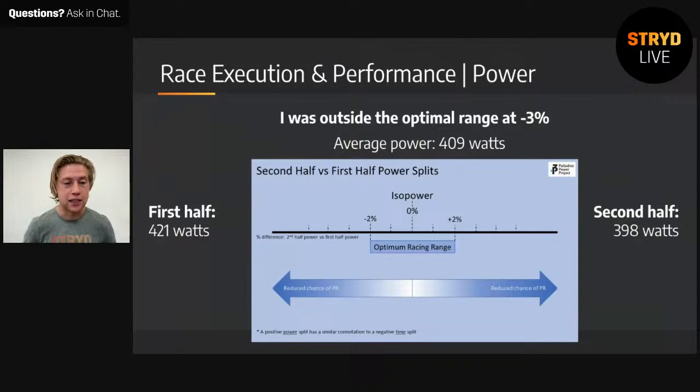I know I'm potentially even fitter, and I have the potential to run even faster during my next race in terms of power and time if I execute it better. So I can take a glass half empty or a glass half full perspective on this, but it gives me that learning opportunity where I can tweak my racing plan for next time. The next time you execute a race with Stryd, I definitely recommend looking at that first half versus second half power and comparing yourself against this chart to see if you fall within that optimum racing range.